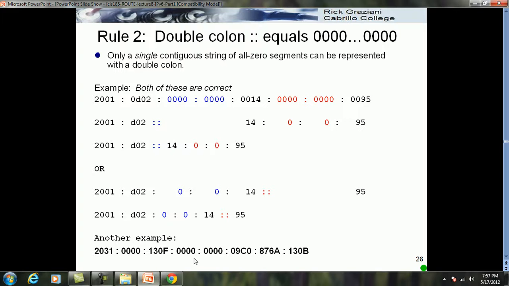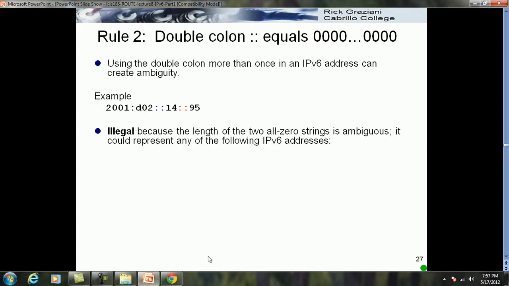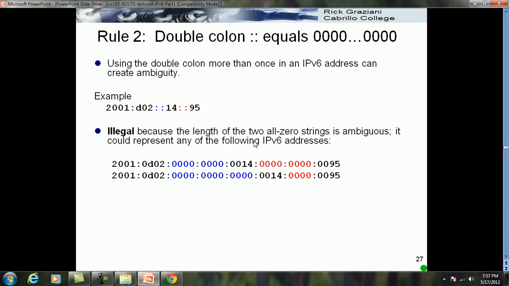See, there's only 1 over here and there are 2 over here. So over here, I'll keep 10, here colon. Correct? Yes. Like this. Understood? Yes. So these are some examples. See, now this is illegal, which I was saying, correct? Yes. Illegal because the length of the two all zero strings is ambiguous. It could represent any of the following. It can be like this. It can be like this, 3 and 1. Can be 1 and 3 like this, so you can make out.